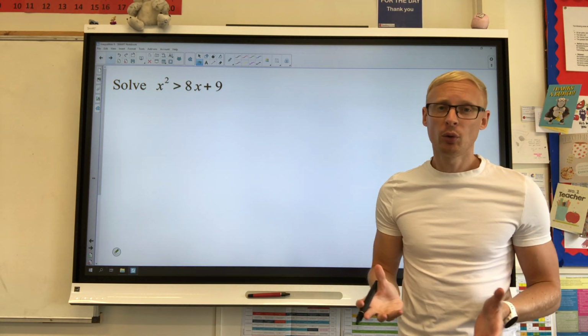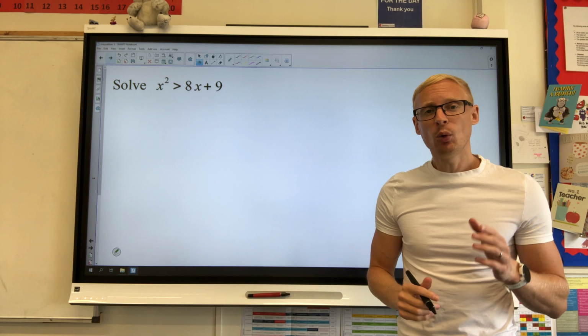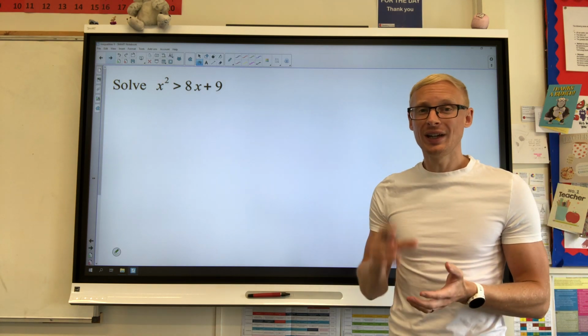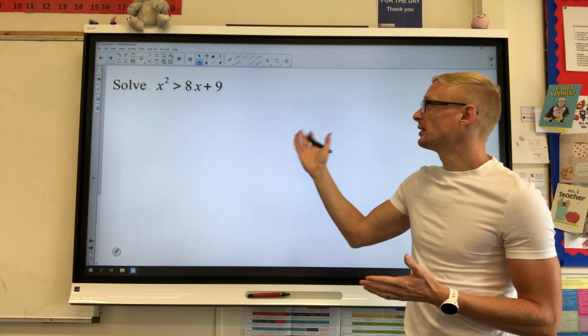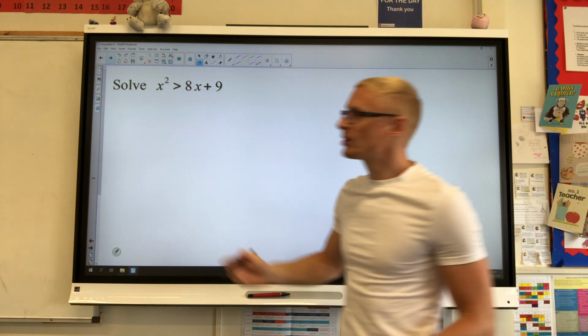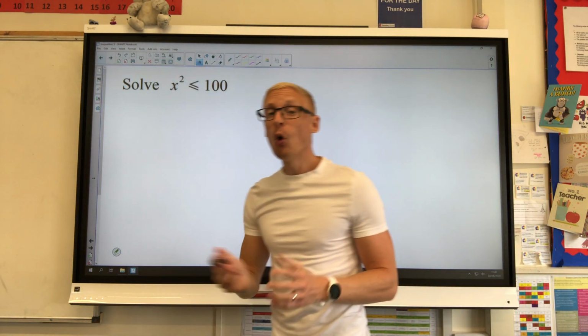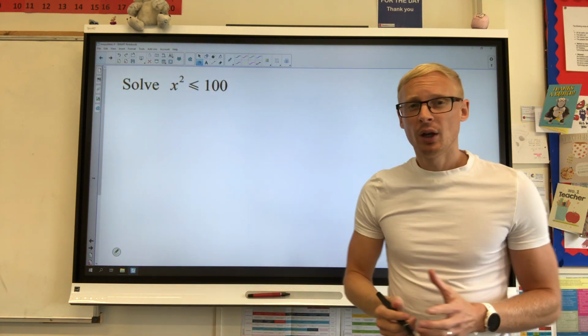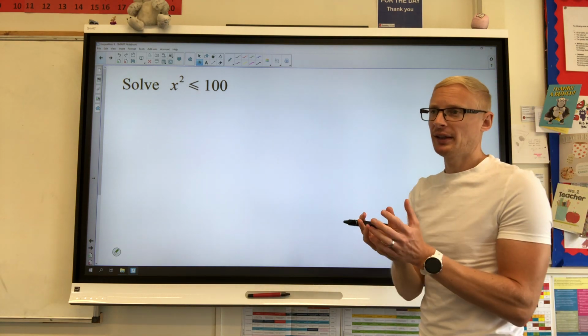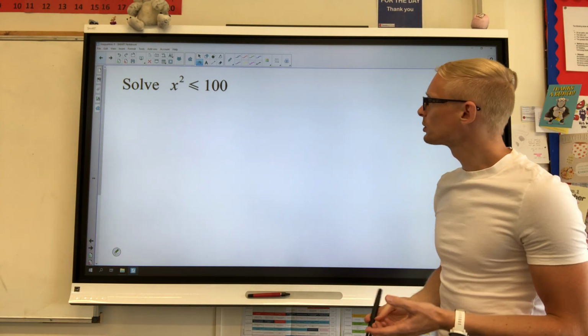the same as you would do with a normal quadratic. We're looking to get all the terms onto one side first so that it equals 0, or in this case it's greater than 0 or less than or equal to 0, before we try and factorise and solve. So the key with all this is, can I make it equal to 0 before I start?